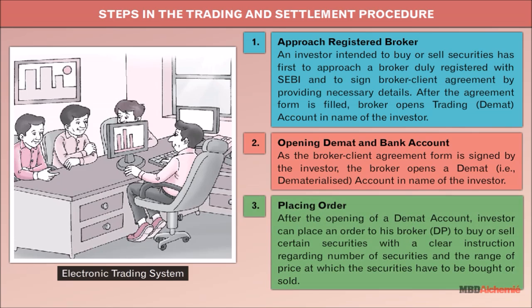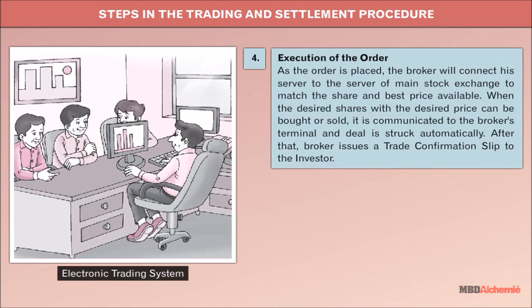Third, placing order. After the opening of a demat account, the investor can place an order to his broker to buy or sell certain securities with a clear instruction regarding the number of securities and the range of price at which the securities have to be bought or sold.